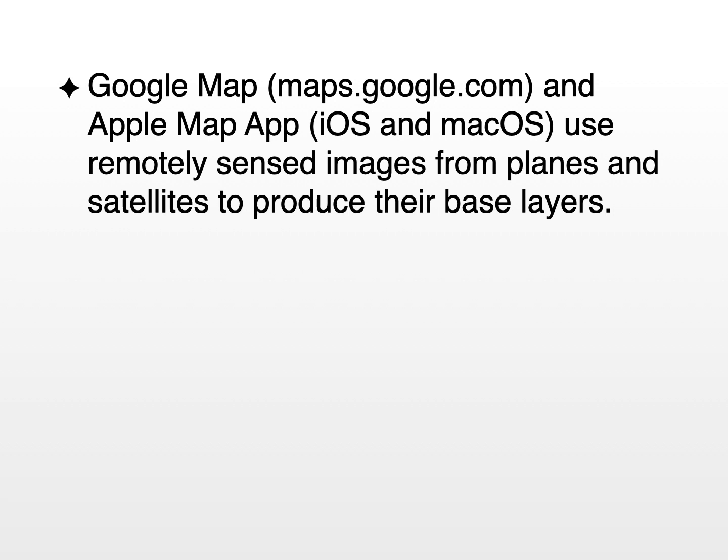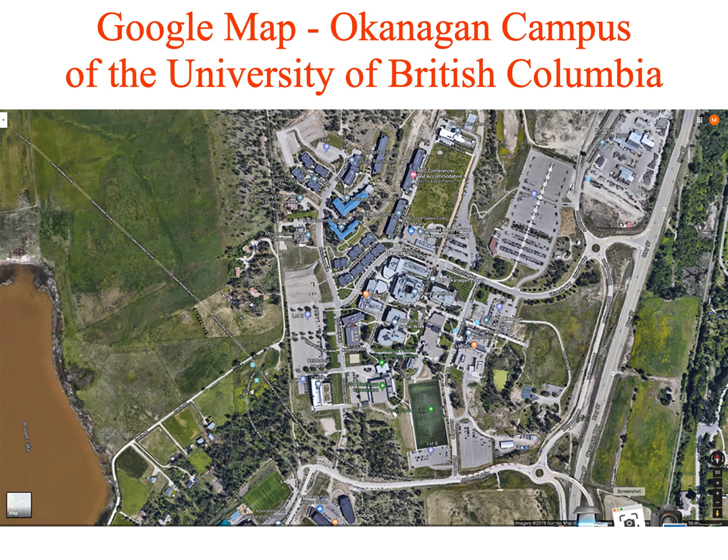We use this remote sensing imagery every day. If you use Google Maps or the Apple Maps app, basically what we have here is remote sensing and geographical information systems combined, so that we can view the Earth's surface and see the features and see roads and buildings and so on. And here is an image from Google Maps, a remotely sensed image of the Okanagan campus of the University of British Columbia. And I can see there's a lot of cars in the parking lot, so it's definitely pre-COVID.